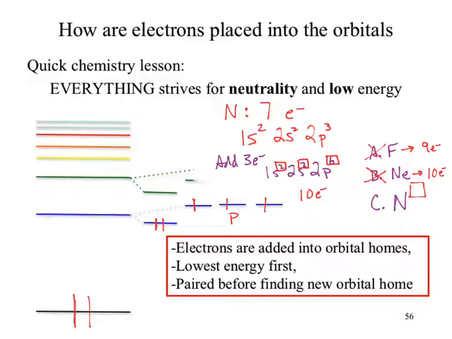But my electron configuration says I have 10 electrons. So this symbol is incorrect. What do I need to add to it to fix it? Okay, I need to account for the extra electrons. I added 3 electrons. So I can just say 3, right? There's 3 electrons.